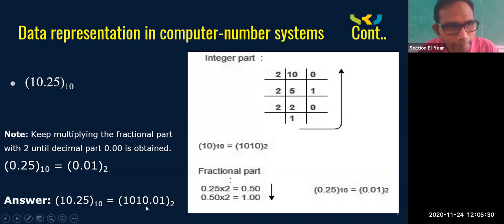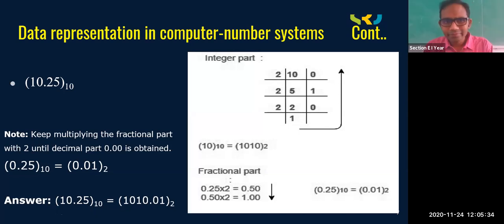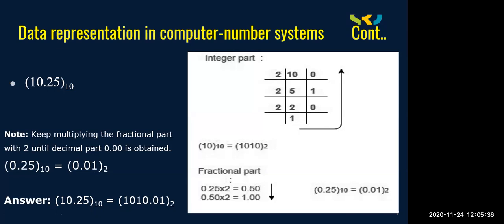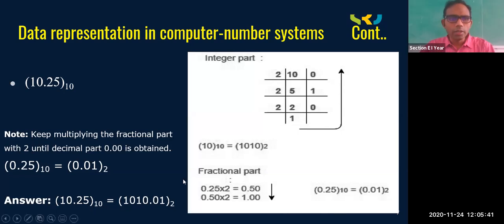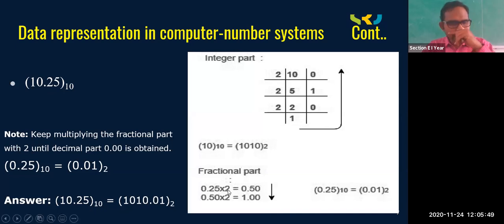Any doubts here? Sir, explain the last step, sir. Which one? From 1.00. Yeah, 1.00. Let us come back. Fraction. You got 0.25 given in the question. Then you need to multiply 0.25 with 2 because it is a binary number. If it is octal, multiply with 8. If it is hexadecimal, multiply with 16. Till it becomes 0.00, you need to multiply.